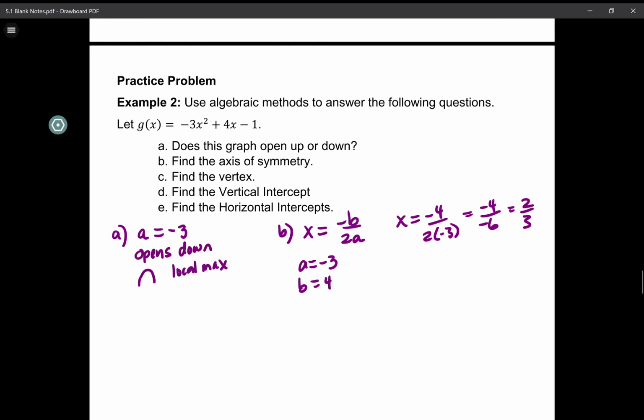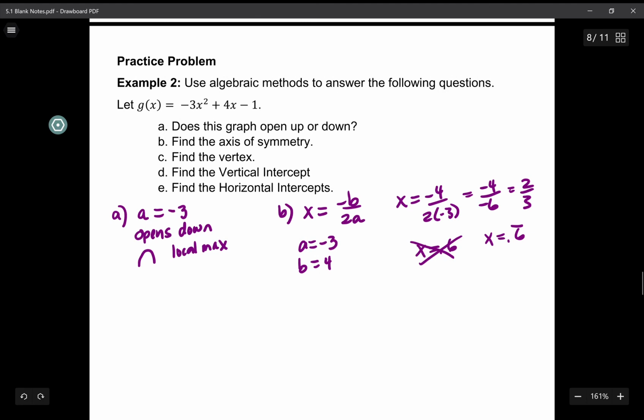Here's a time when you can't use decimals. X is not equal to 0.6. Boo, it's not. It's 0.6 repeating. I guess you could write down X equals 0.6 repeating if you want to. All right, we found my axis of symmetry. I'm going to use 2/3 though.